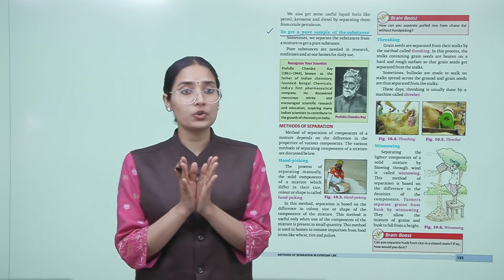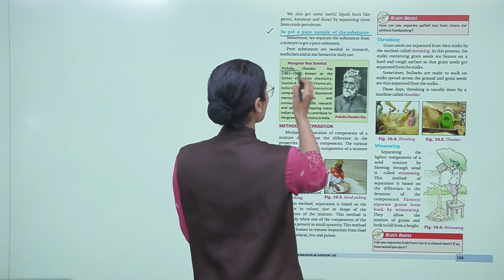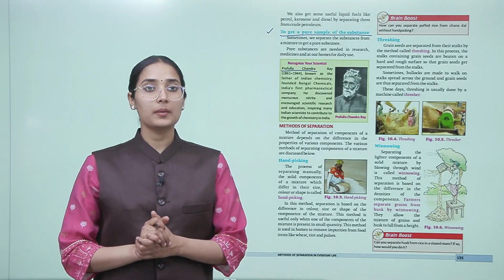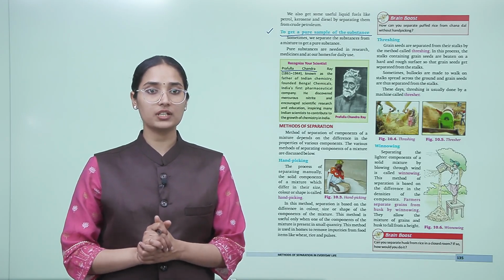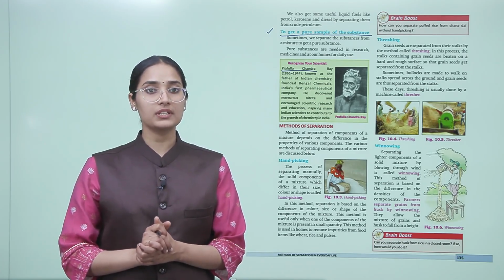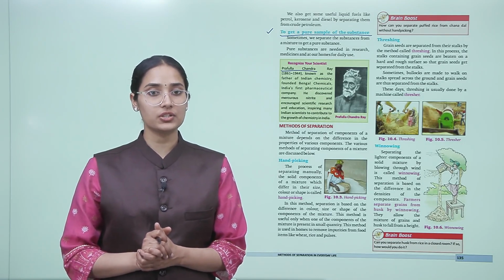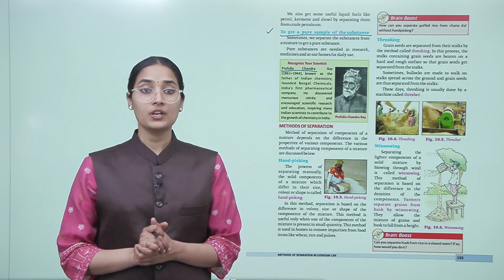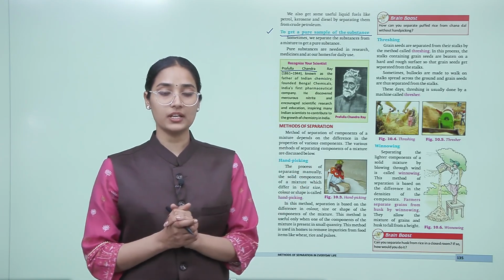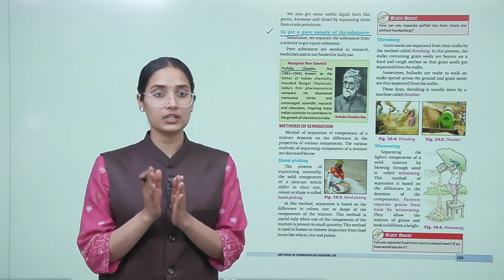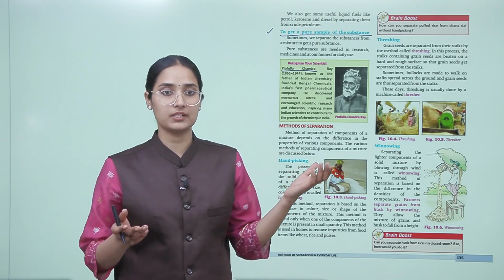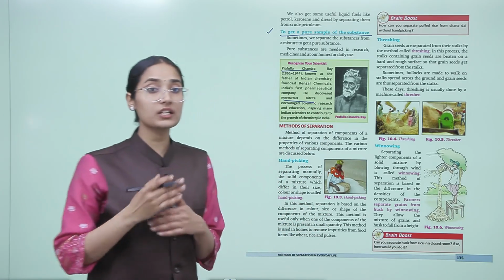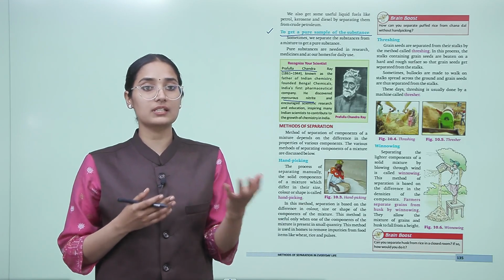So students, do you know about this scientist Prafulla Chandra Ray? Prafulla Chandra Ray, known as the father of Indian chemistry, founded Bengal Chemicals, India's first pharmaceutical company. He discovered mercurous nitrate and encouraged scientific research and education, inspiring many Indian scientists to contribute to the growth of chemistry in India. So he was the Indian scientist Prafulla Chandra Ray, and he founded the first pharmaceutical company, Bengal Chemicals, right? He also discovered mercurous nitrate, which encouraged more scientific research and more discoveries like this in India.